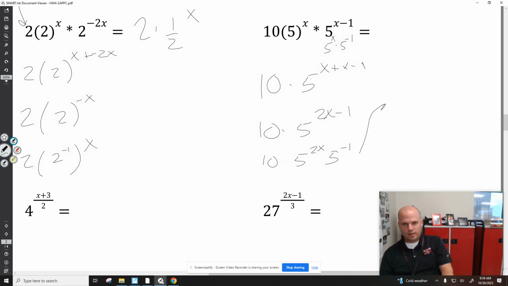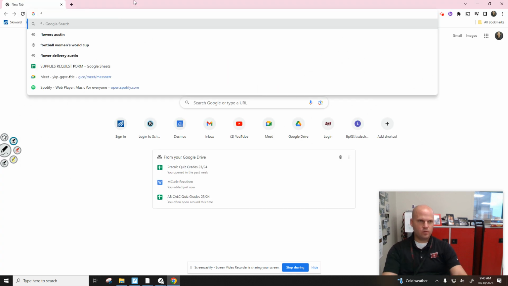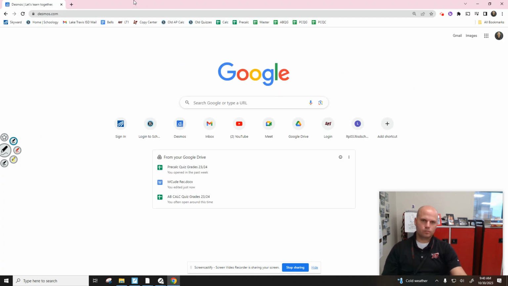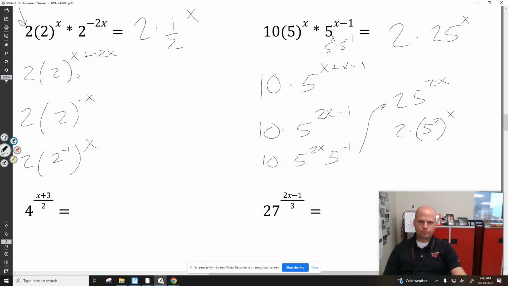Okay, so I get 2 times 5 to the 2x. Well, I'm not done yet. I don't want 2x. I just want x. I'm going to write this as 5 squared to the x, product, power to a power. 2 times 25 to the x is equivalent to 10 times 5 to the x times 5 to the x minus 1. I mean, I just have to. It's like, it's cool. These equivalent situations.